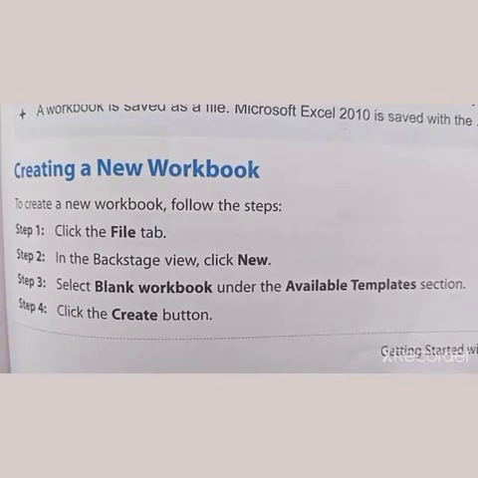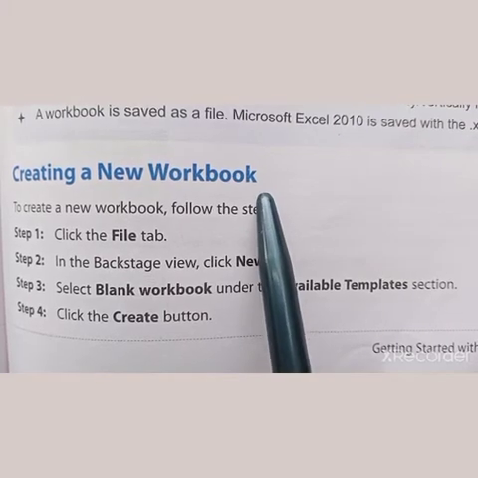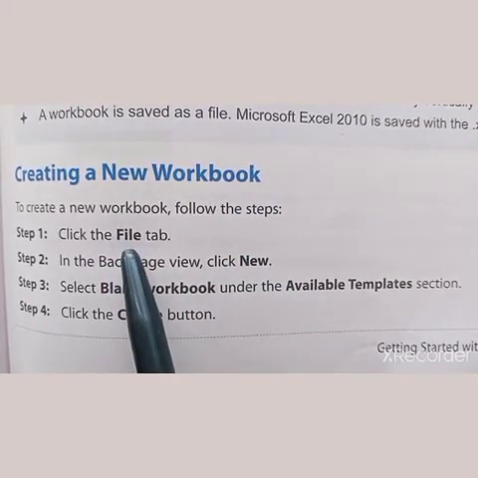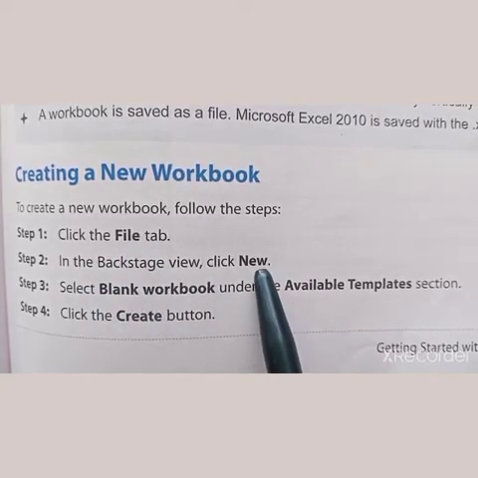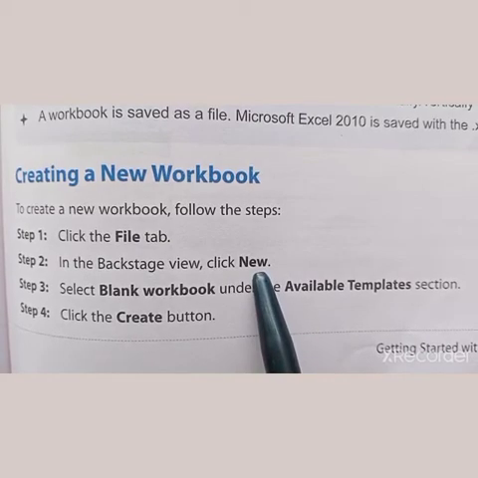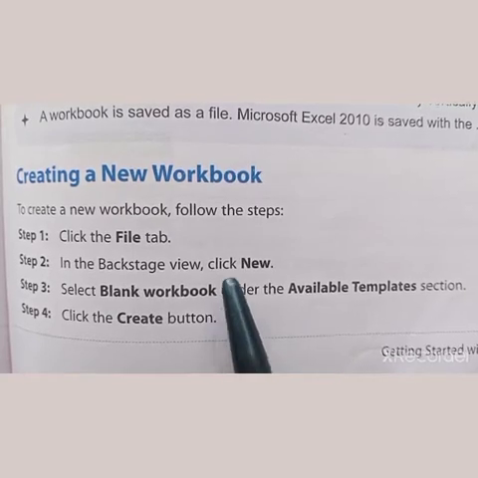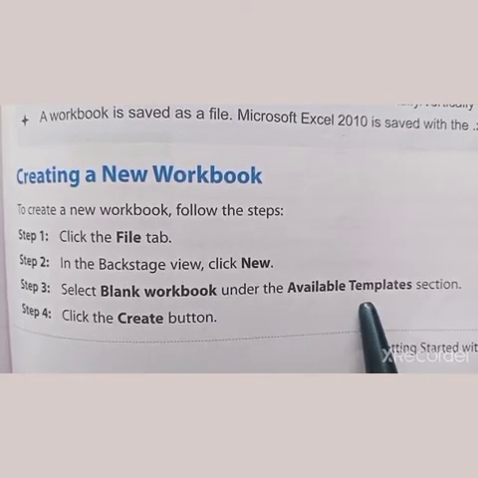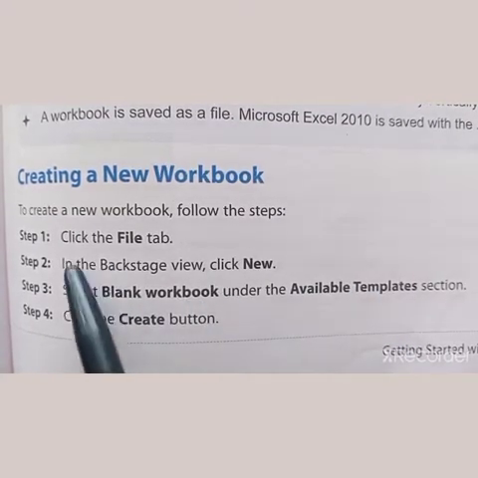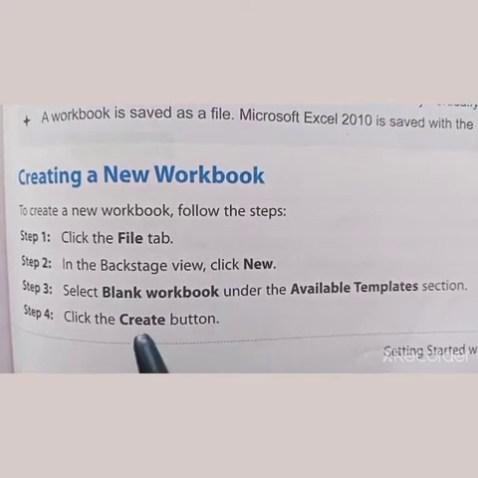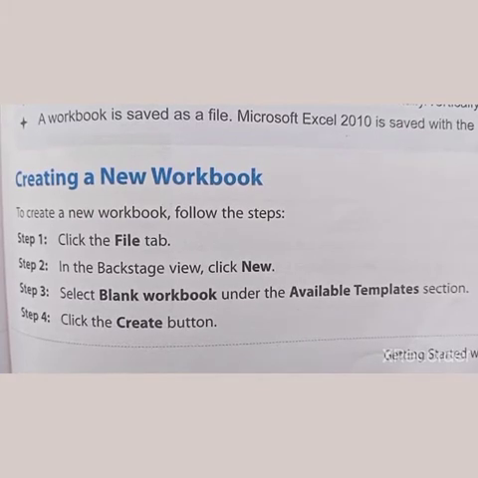Next we move on to creating a new workbook. How can a new workbook be created? The steps are simple. First you have to click on the File tab. In the File tab, you will get the Backstage view, and in the Backstage view there will be a New button. Click on this New button and a Blank workbook will be there on the screen, and you can even choose templates from the template section. Finally, when you click on the blank workbook, you will get a Create button. Click on that Create button and a new workbook will open up in front of you.